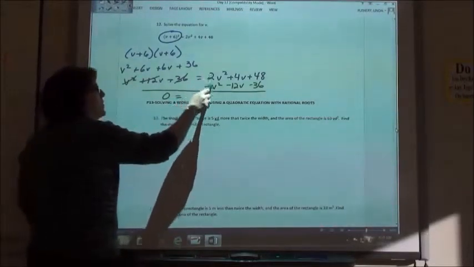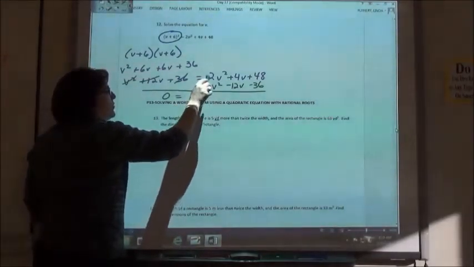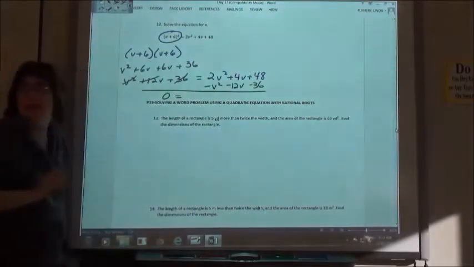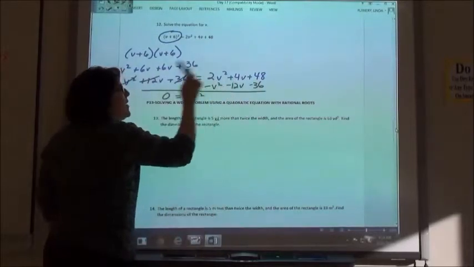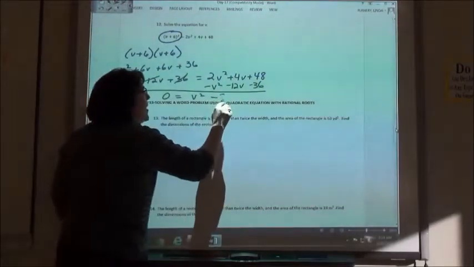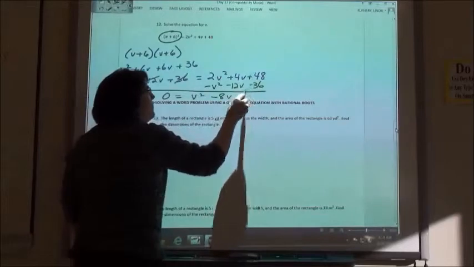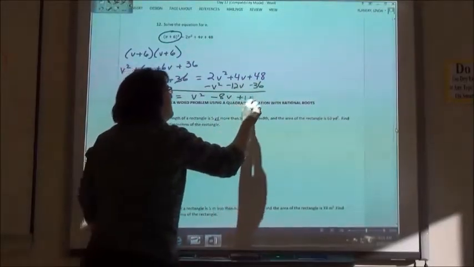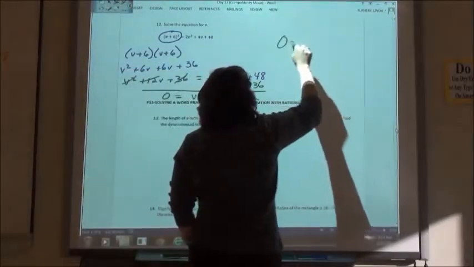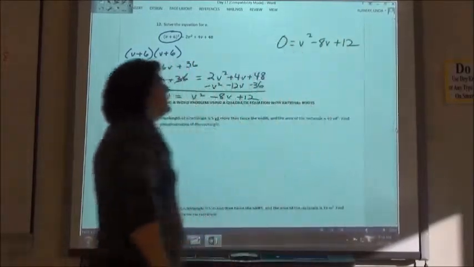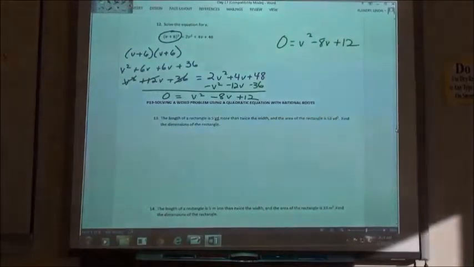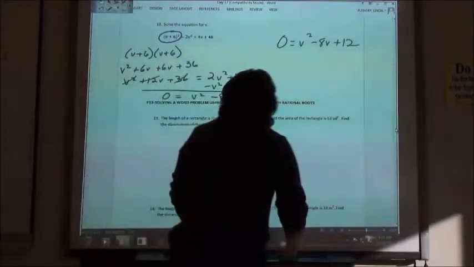Okay, so this is going to be 2V squared minus V squared is V squared. A positive 4V minus 12V is minus 8V. And 48 minus 36 is plus 12. Okay. So 0 equals V squared minus 8V plus 12. And if you want to put the equals 0 on the other side, you could, but I'm just leaving it in the order we have. And so now we need to factor it out.